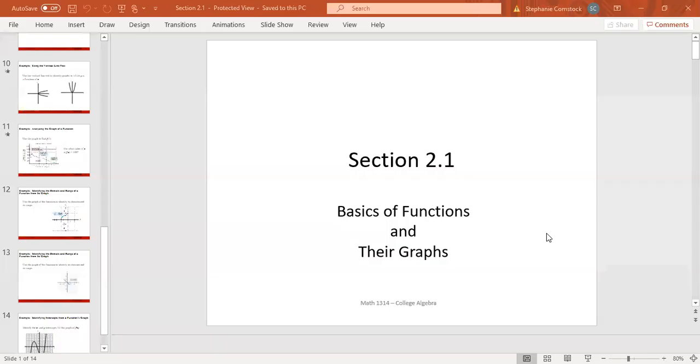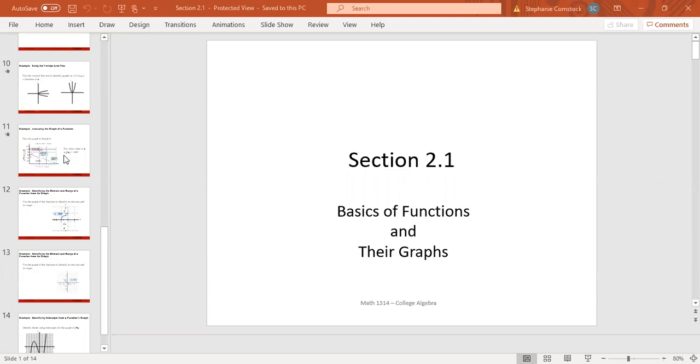Okay, in this video for section 2.1, we're going to talk about getting information from our graphs. And this is going to be things like function values, intercepts, domain and range, things of that nature.